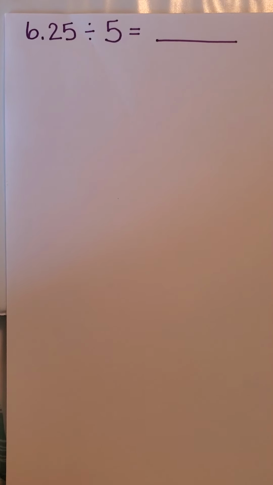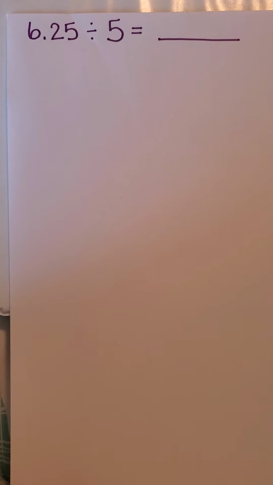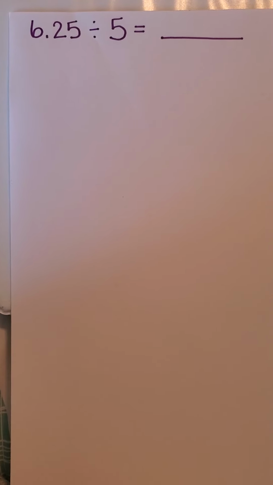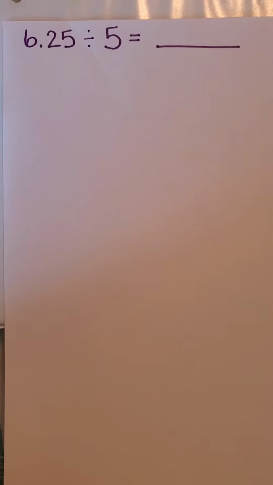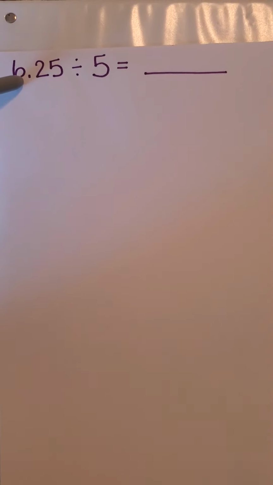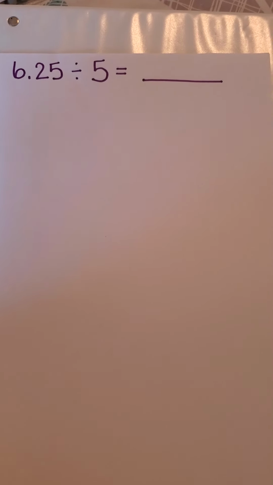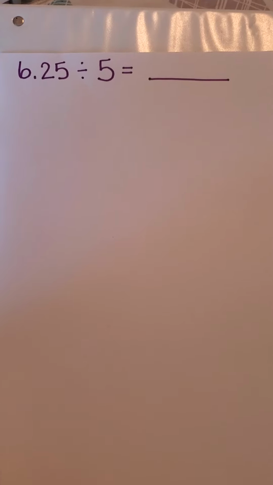Hi guys, so here's a division problem for you. The division ones always seem to be a little more tricky because we have to break things down with division. So with multiplication, we're putting those groups together. With division, we're actually taking a number. So the number you're given in this first problem is 6 and 25 hundredths. And we're going to divide that into 5 groups.